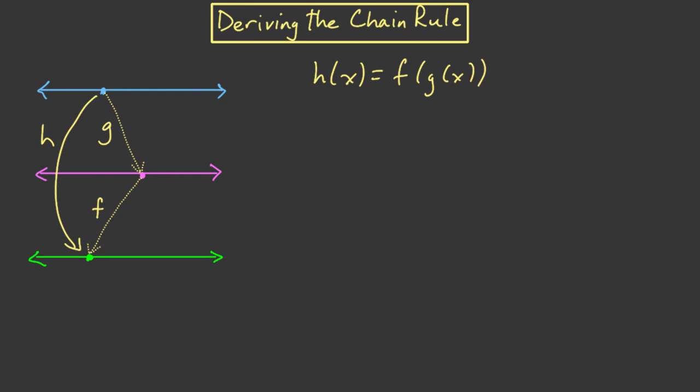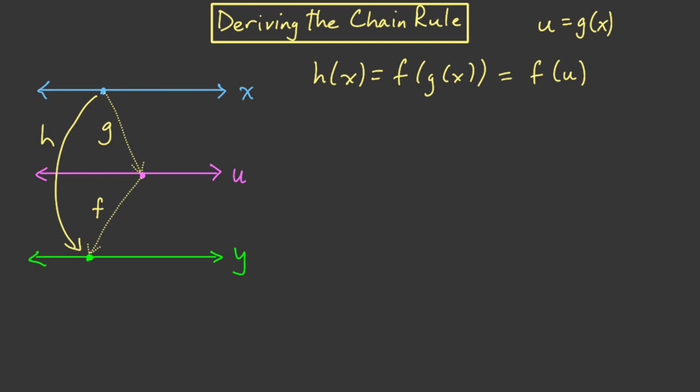and I want to assign variables to these number lines. So the input we're calling x, the final output let's denote as y, and then the intermediate variable is traditionally called u. So u is really g of x, and we can write h of x as f of u if we wish.